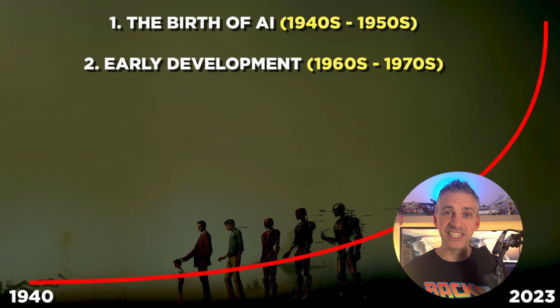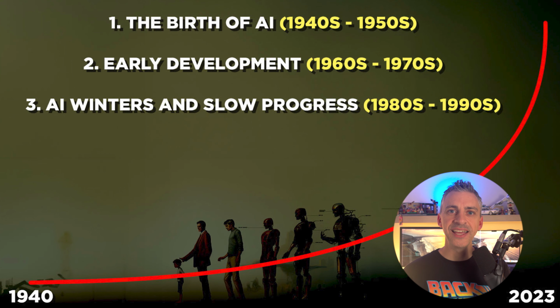Through the 1960s and 70s, AI got a bit of traction, and there was lots and lots of money put into it, and things were looking quite good. There was some early development and early successes. And then in the 1980s and 1990s, there were some events called AI winters. And really, what happened in AI winters, that's when things slowed down and a lot of funding was taken away. It slowed down because the technology was not at a place where AI could advance. And because of that, there wasn't as much money put into AI development.